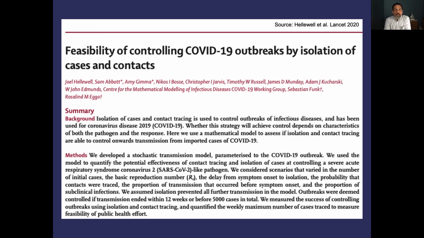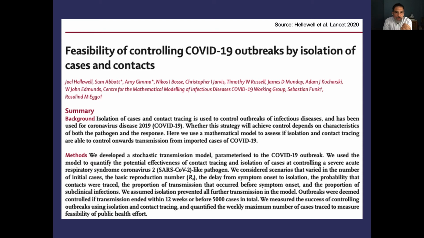And this is a paper from your readings this week. It's a modeling paper that looked at the feasibility of controlling COVID-19 outbreaks by isolation of cases and contacts. So, they basically start out with the notion that case isolation and contact tracing is an important method to control outbreaks, and it's also one that we're using for coronavirus disease in the pandemic.